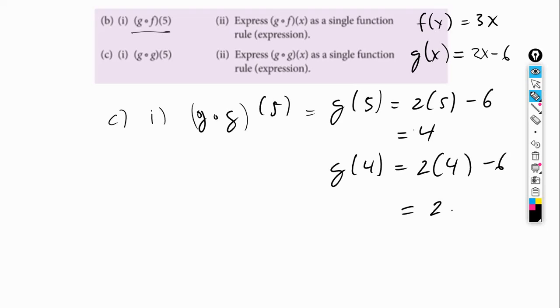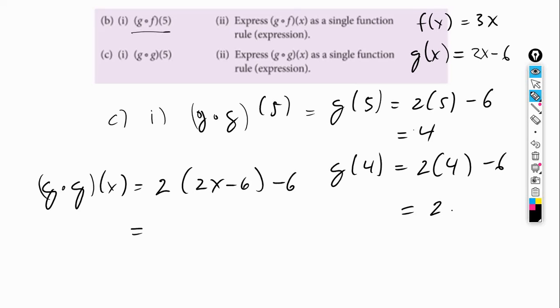So now let's express g of g of x as a single function. So that's going to be g of g of x is going to equal 2 times 2x minus 6 minus 6. So this will then be 4x minus 12 minus 6, which is 4x minus 18. So now notice that what happens if we plug in 5 in here? Well, we're also going to get 2.